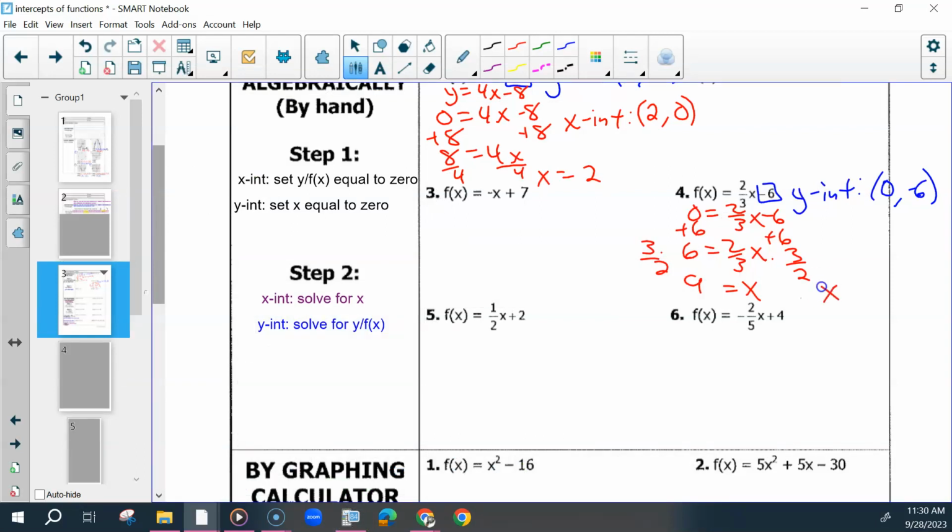How would we write that intercept? 9, 0. In parentheses. Right, notice that I've been writing y-intercept, x-intercept, because when you solve it, I need to know that you know which one is which. You may put it in the right order, but I need to know which one is which. Why is it 9 equals x and not x equals 9? Same thing. So the order, that part doesn't matter.